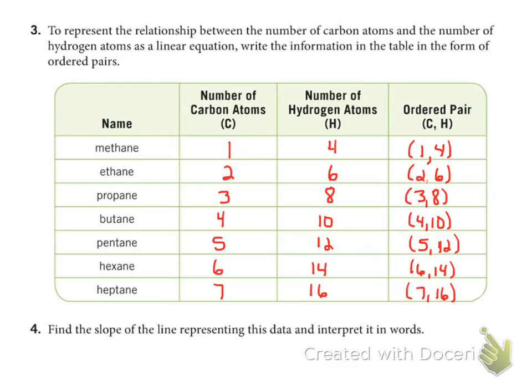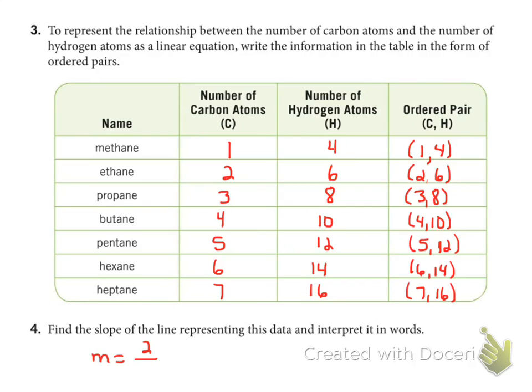So there they are. Double check, make sure you have the same numbers. Yep. Okay, so on to number 4. Find the slope of the line representing this data and interpret it in words. So we can use a table to find the slope. Look at the H's. As you go down the column, what's happening with the numbers? They're getting bigger by 2. Getting bigger by 2. So the slope is 2 over.